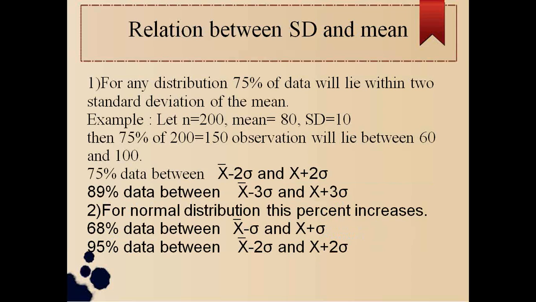Okay. So 75% of 200 means, you have, how many numbers do we have? 200 numbers, correct? So out of these 200 numbers, 75% of 200 is 150 mathematically, right? So 150 observations, meaning 150 values of this data set, will be between 60 and 100.